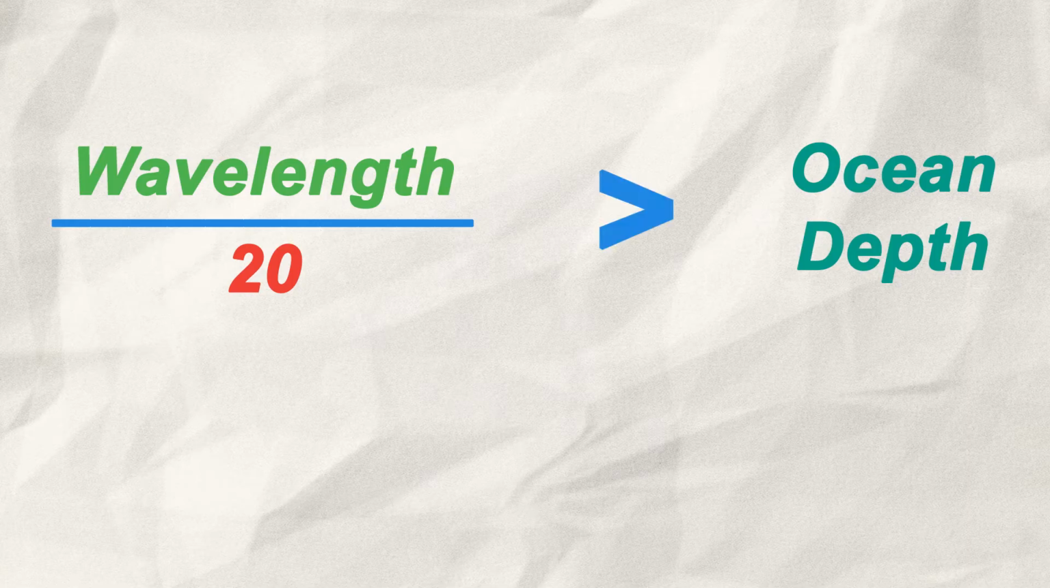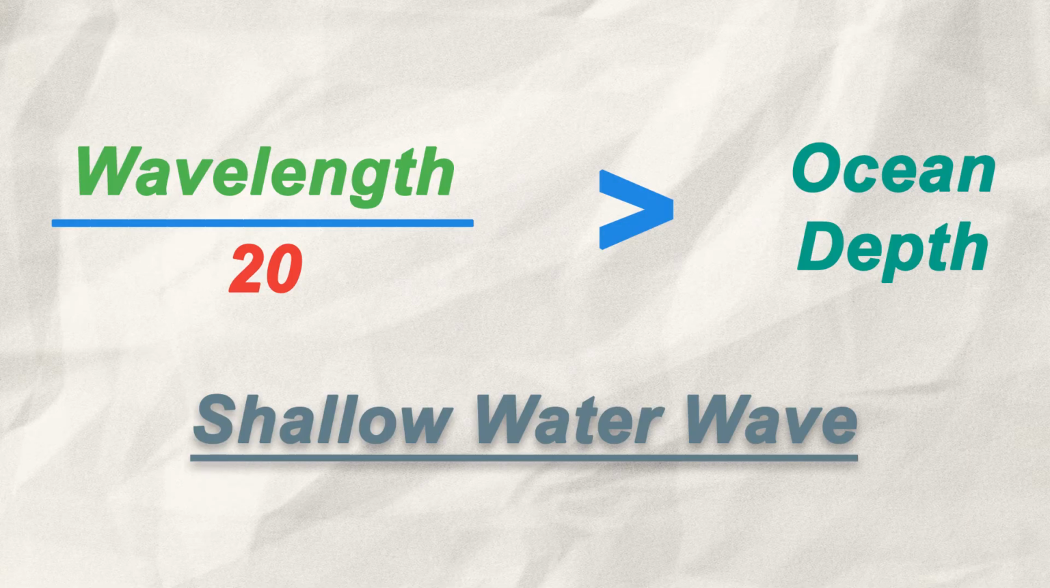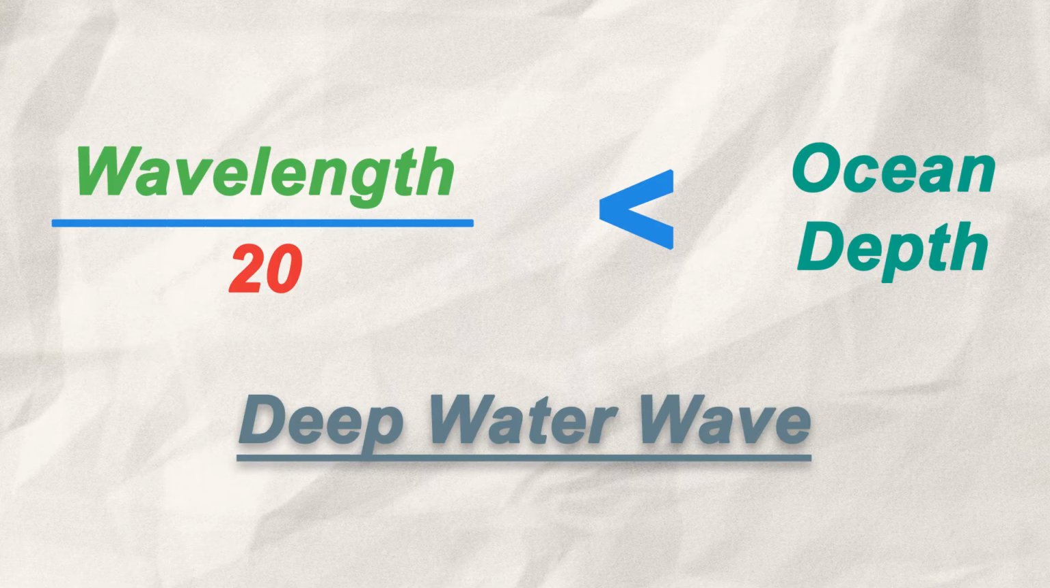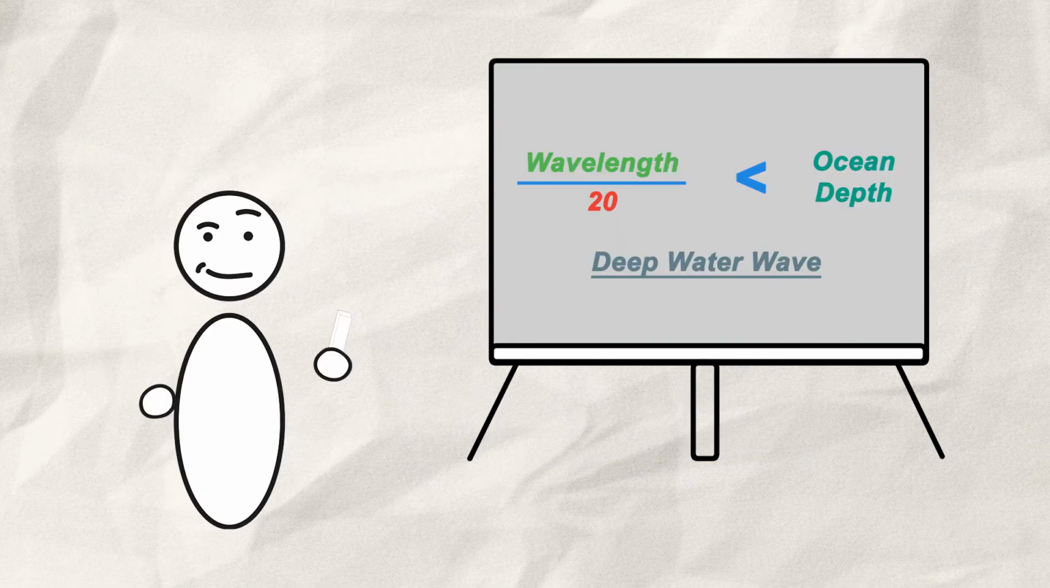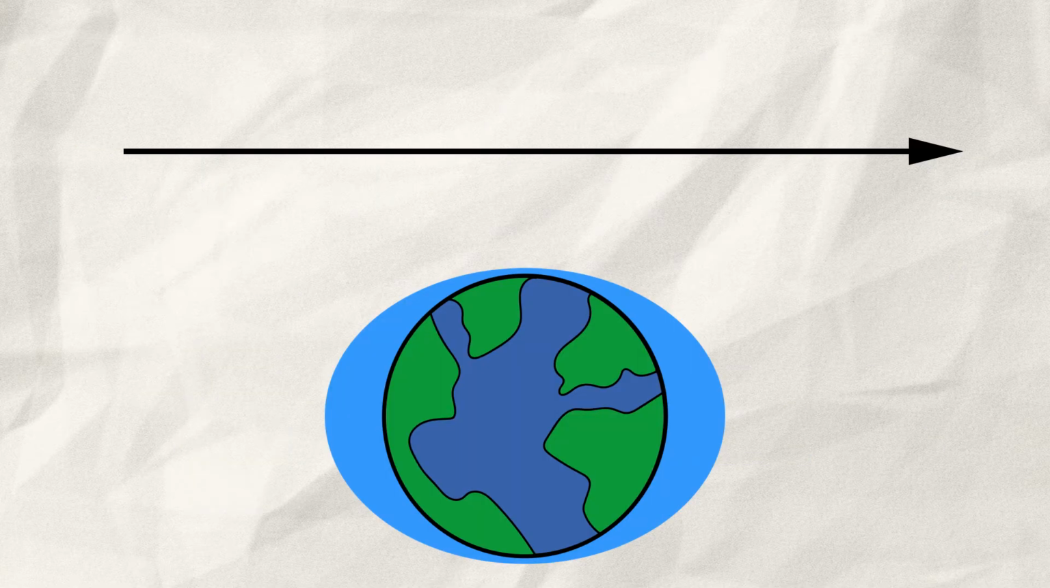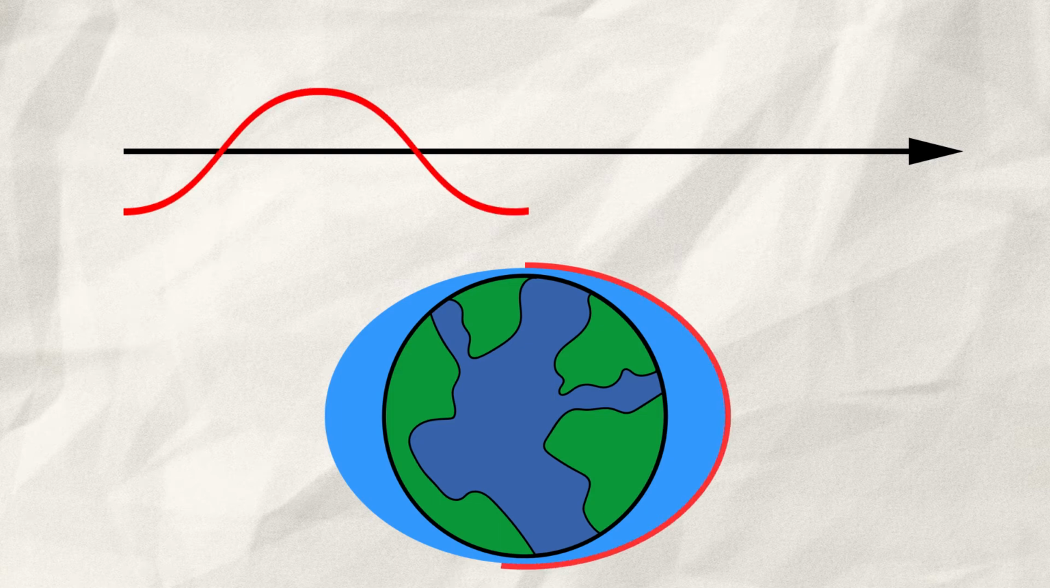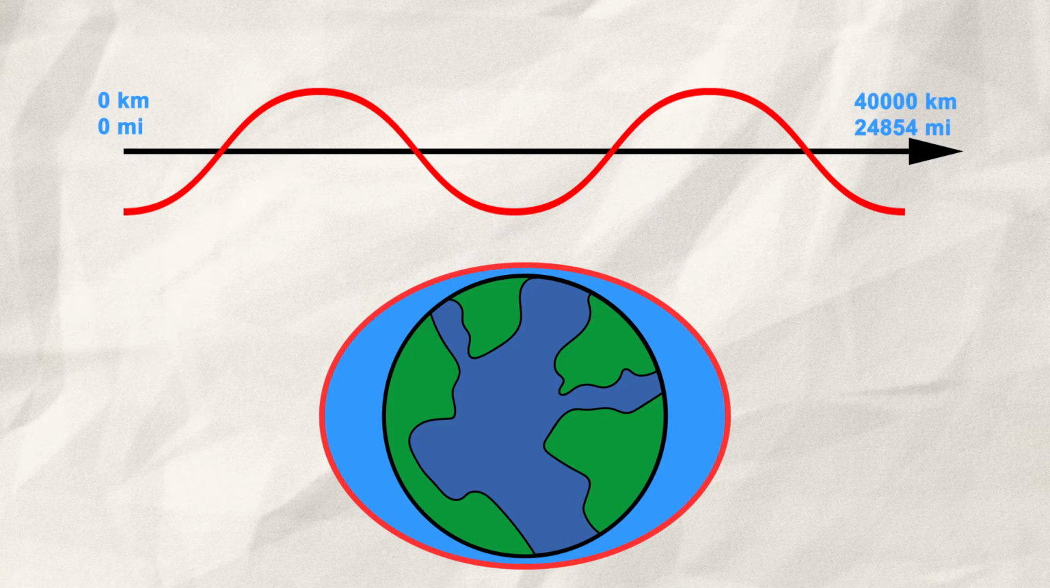If the ocean is shallower than that, we have a shallow water wave. If not, a deep water one. But how long is the wavelength? Let's look at our Earth with its two water bulges. If we cut the Earth and stretch them out, you can see the typical waveform. Since our Earth's circumference is around 40,000 kilometers, our wavelength would be half of that, around 20,000 kilometers.